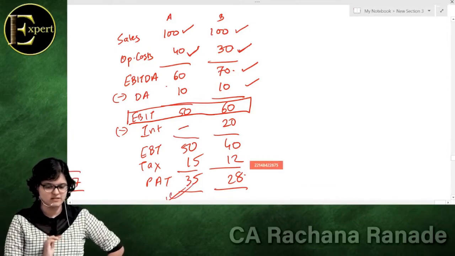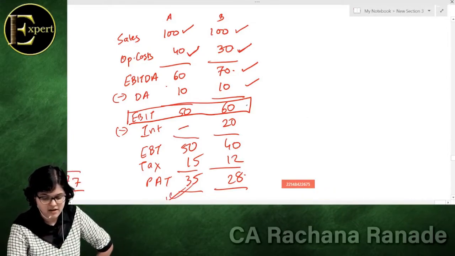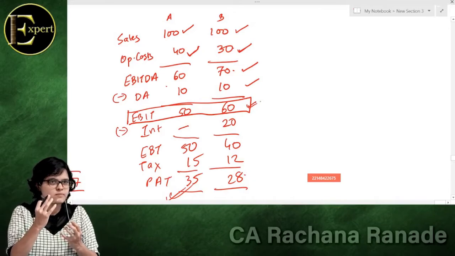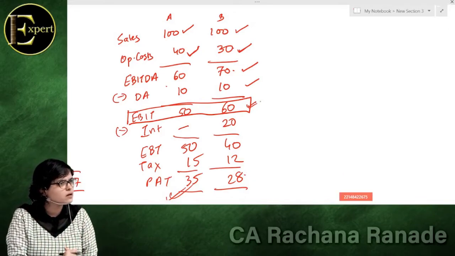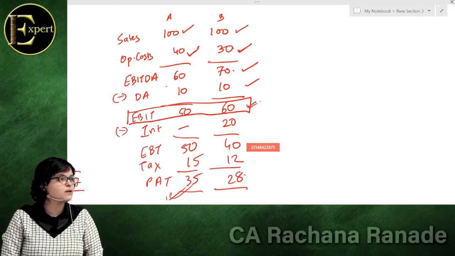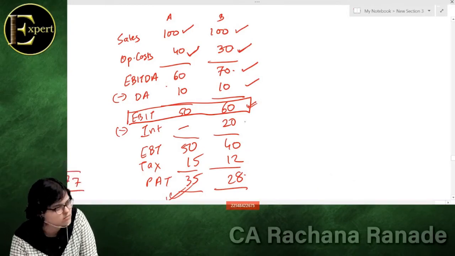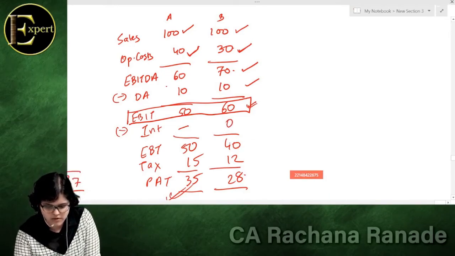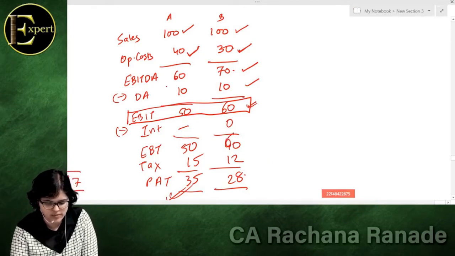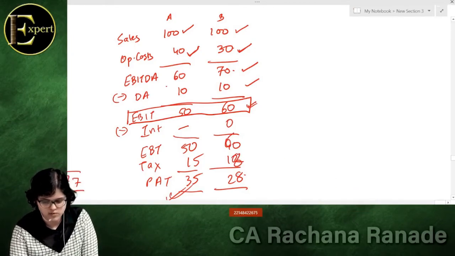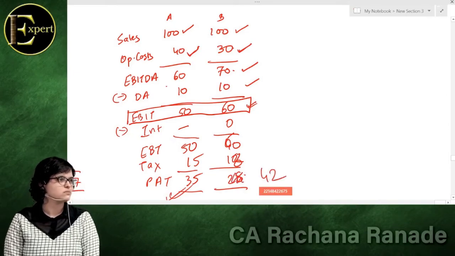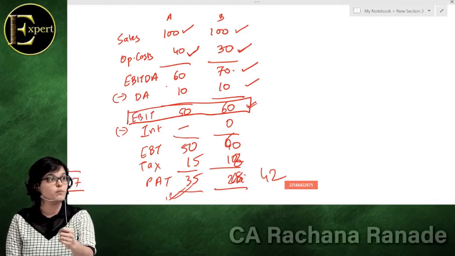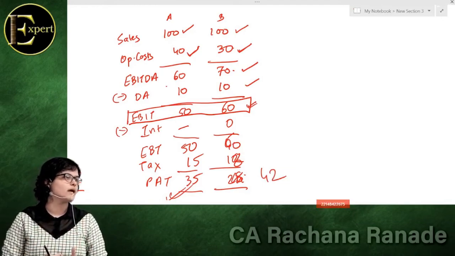Wait, now let us take this change in case. See, ideally they're earning more operating profit. So at some point of time they'll have more money. If they have more money, will they repay the debt? Yes. If they repay the debt, what will happen? Their interest will go down. So let me now take a revised position. This is, now let us say, 0. Now the fresh EBT will be 60. Their tax will be 18. And this will be 42. So in the coming future, B is going to do better ideally as compared to A.